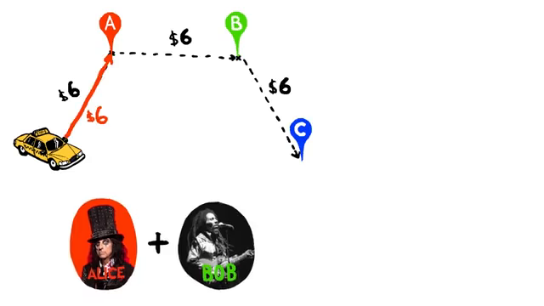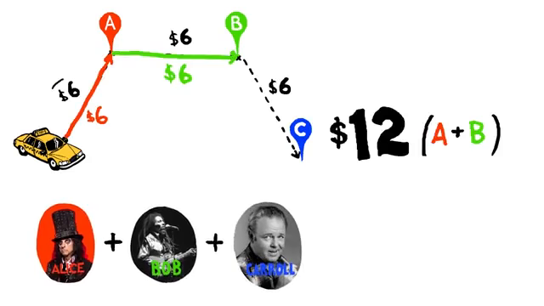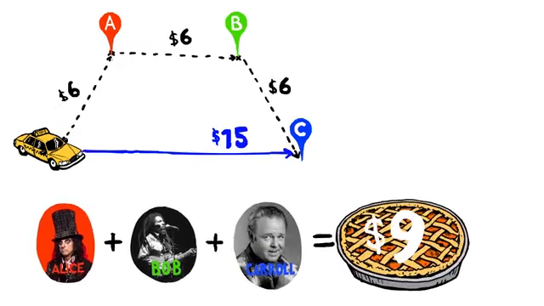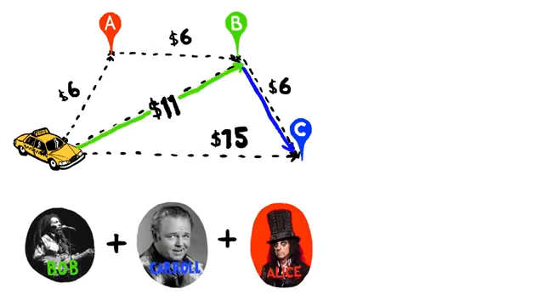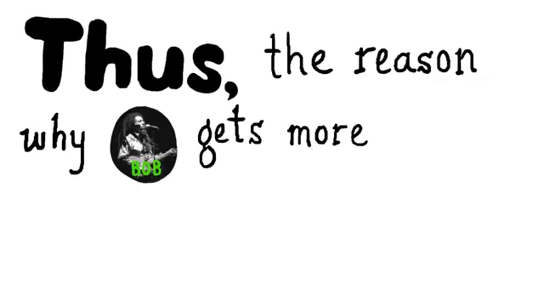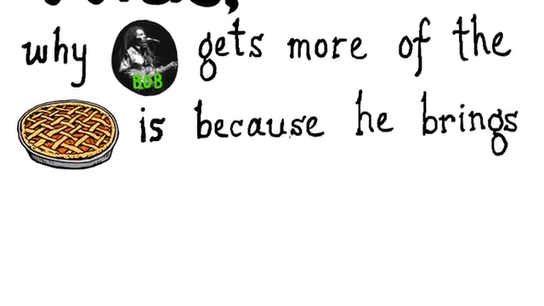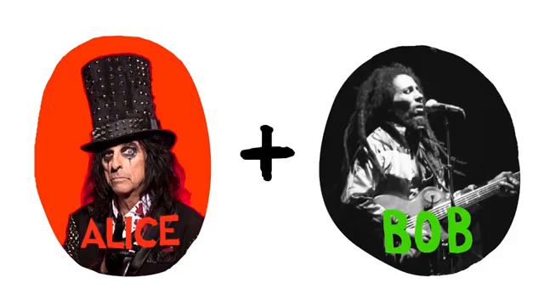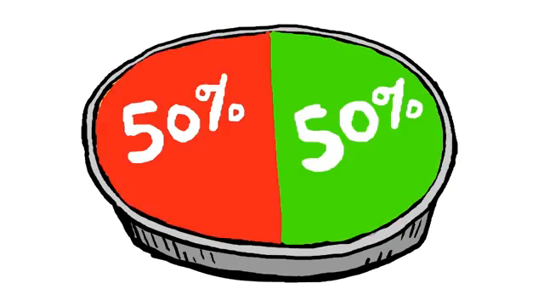Thus, adding Bob to Alice and Carol creates $10 of pie. This makes sense since Bob is barely out of the way in terms of Alice and Carol's cab ride. In contrast, adding Carol to Alice and Bob's taxi costs an extra $6 and saves $15, so adds $9 to the pie. And adding Alice to Bob and Carol's taxi saves only $5. Thus, the reason why Bob gets more of the pie is because he brings more to the mix than either Alice or Carol. When there are only 2 people in the negotiation, you need both to reach an agreement, and that's why I argue they should be treated equally and divide the pie 50-50.